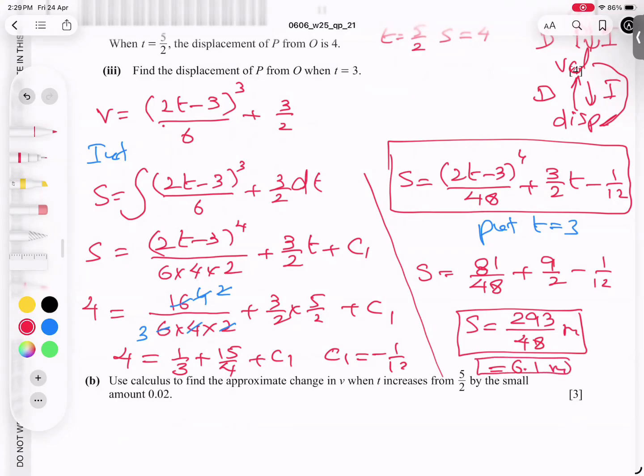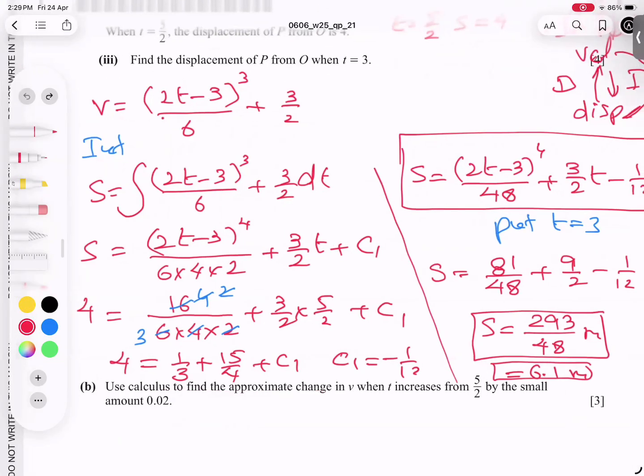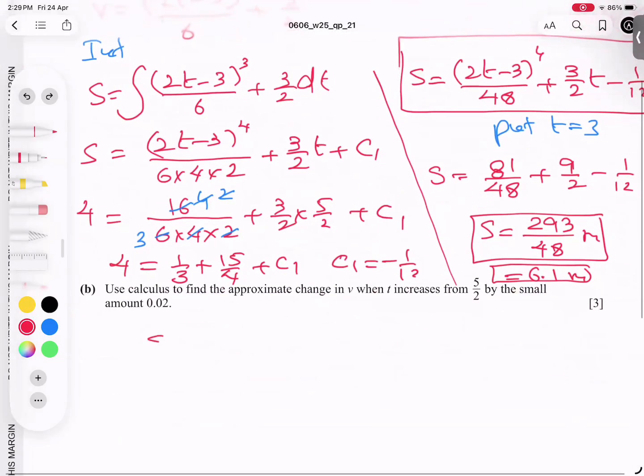The next part is asking students to use calculus to find the approximate change. This is called approximate change in V. This is called approximate change. So what is the formula? This we have to find.